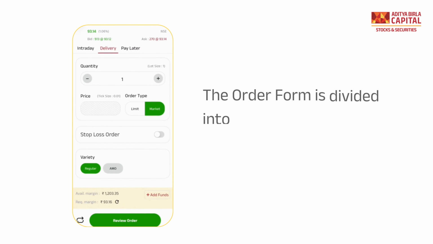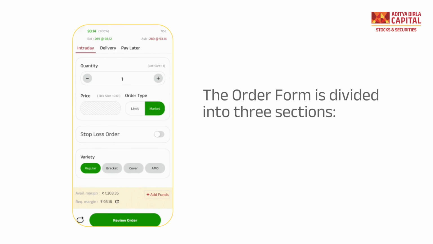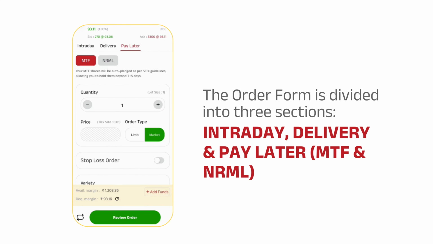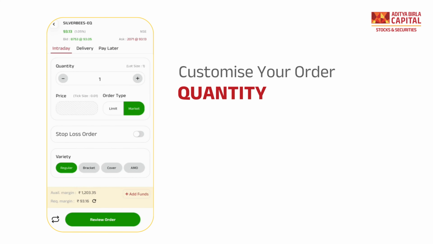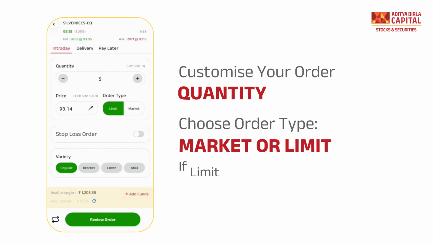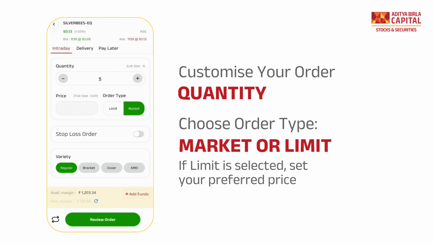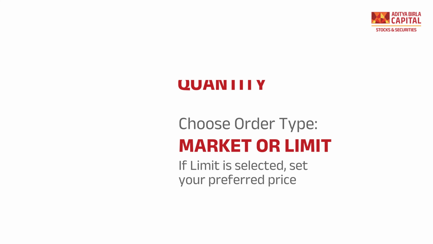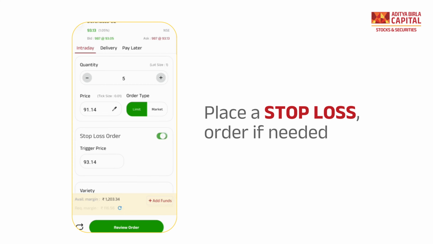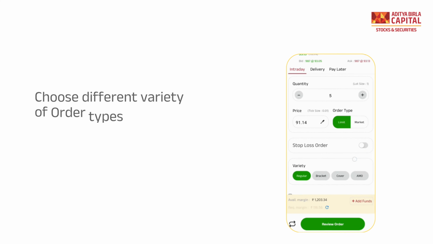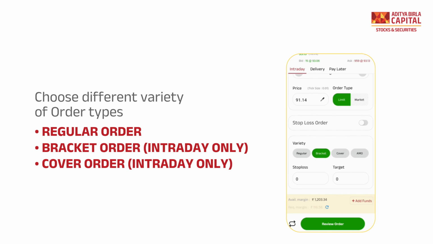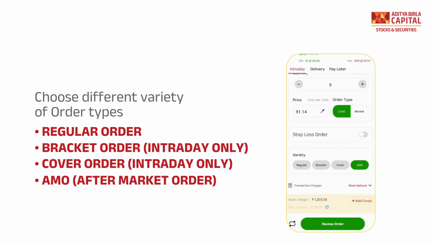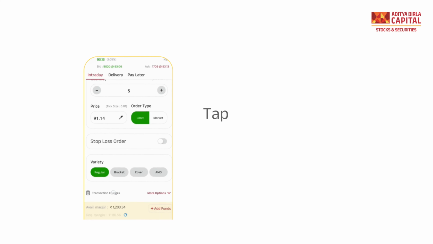The form is divided into 3 sections: Intraday, Delivery and Pay Later, which includes MTF and NRML. Set your quantity and choose the order type. Mark it for instant orders or limit to set your preferred price. You can also place a stop loss order if needed. Explore a variety of order types: regular, bracket order and cover order for intraday, and AMO for aftermarket orders.